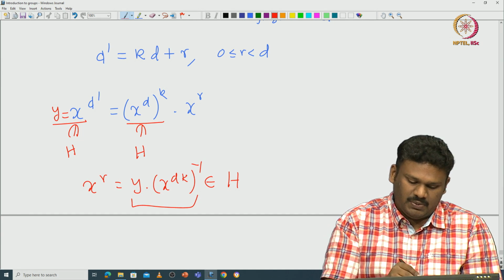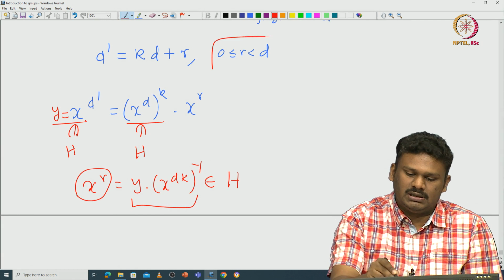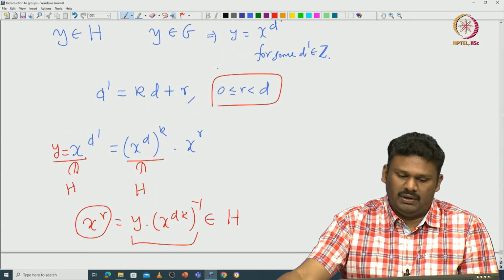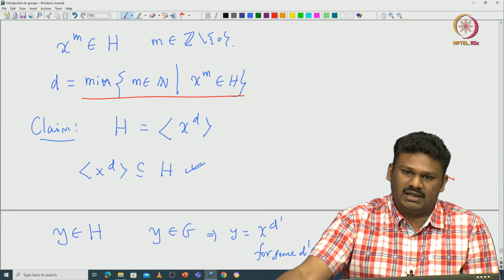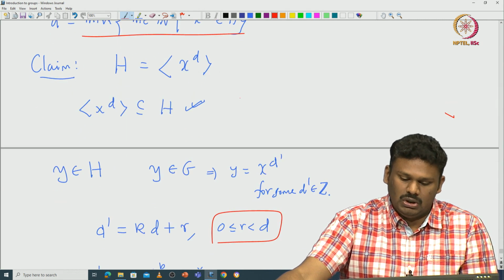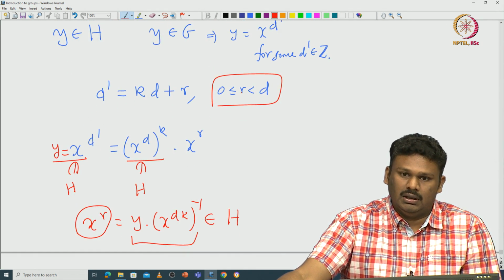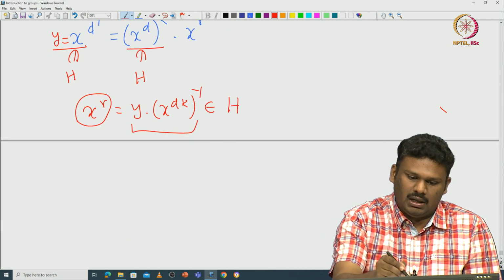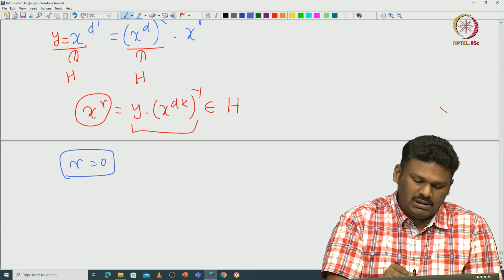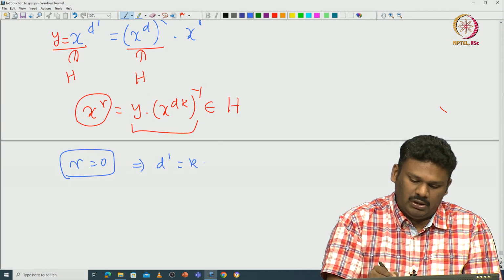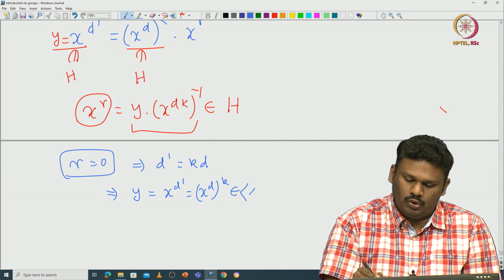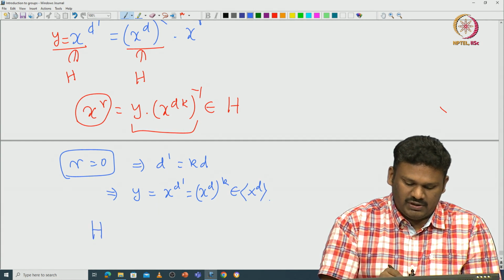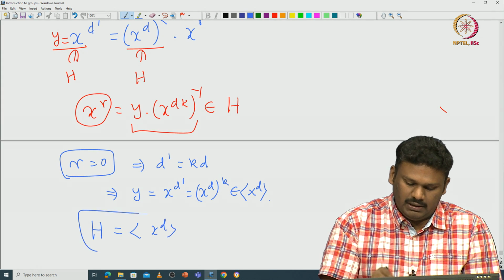So that says x power r is inside H, but what is the property of r? r is smaller than d, but we chose d such that it is the minimum among all positive m such that x power m is in H. So that forces r to be zero. If r is 0, that implies d dash is a multiple of d, that implies y is x power d dash equal to (x power d) power k, which is in the subgroup generated by x power d. So that proves H is the subgroup generated by x power d.